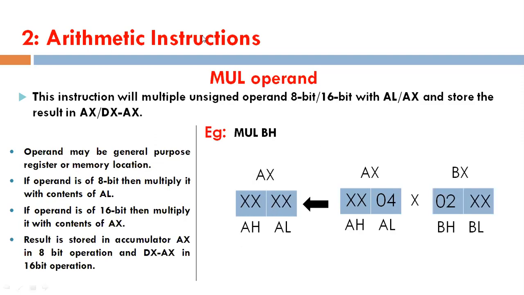Next, multiplication. The syntax is MUL operand. This instruction will multiply unsigned operands of either 8-bit or 16-bit, and it will store the result in the AX register or the DX register. Example, MUL BH. Here the value of BH is 2, so it will multiply the AX register with BH. So 4 into 2 is 8. The 8 is stored in the AX register, particularly AL.